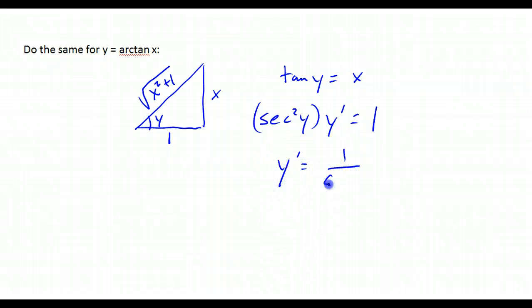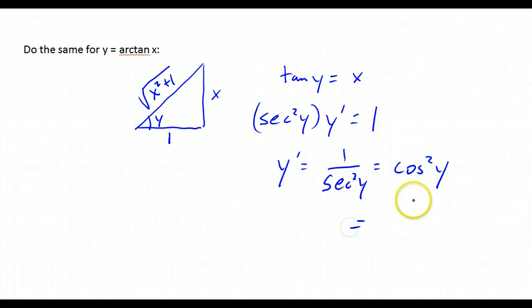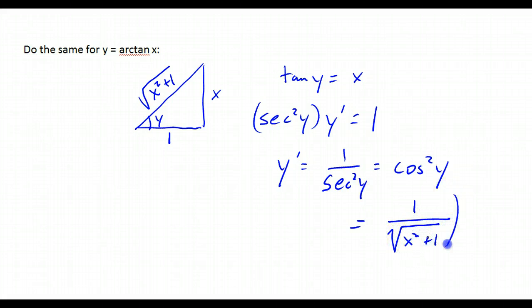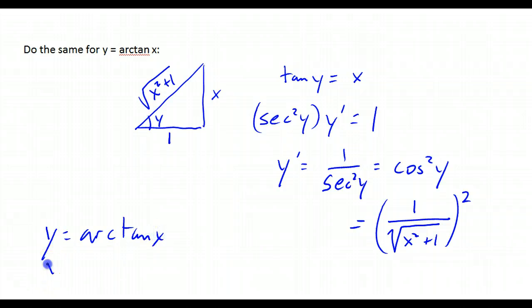Solving for y prime, I get 1 over secant squared y. And the reciprocal of secant is cosine, so this is actually cosine squared of y. Okay, so what's cosine? Cosine of y is the adjacent side over the hypotenuse, so that's going to equal 1 over the square root of x squared plus 1, and since cosine is being squared, I square that. And our final answer, if y equals the arctan of x, y prime is 1 over x squared plus 1.